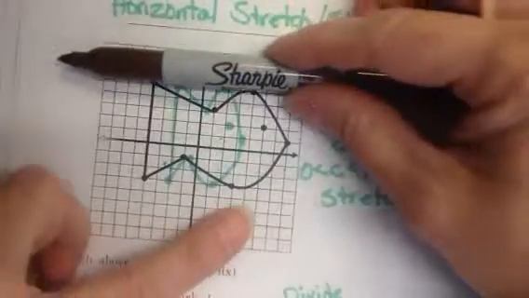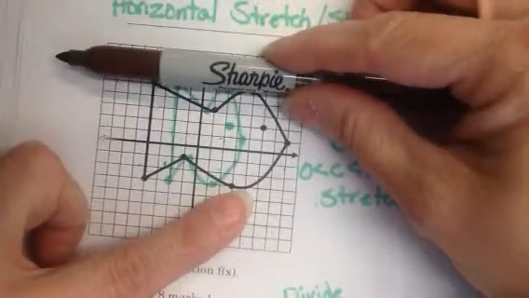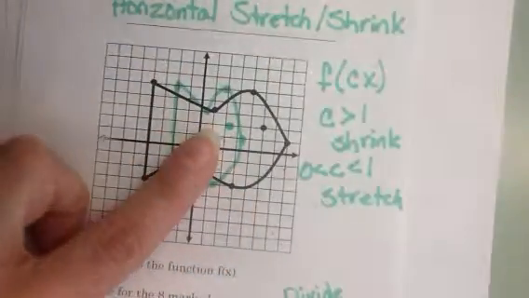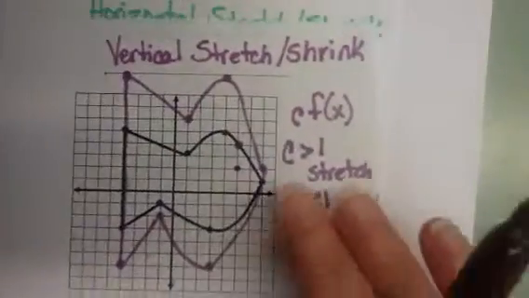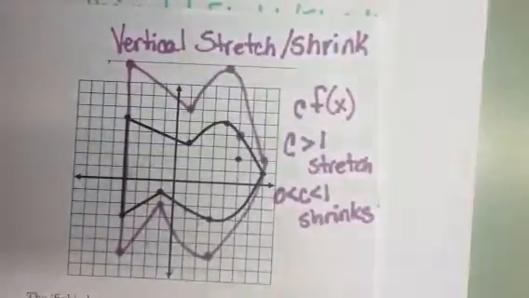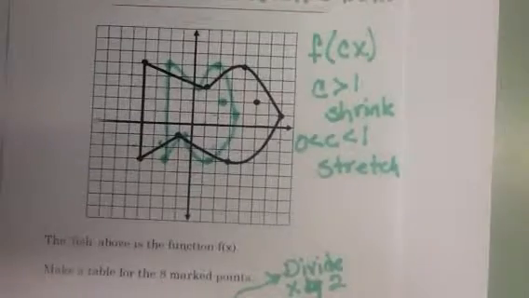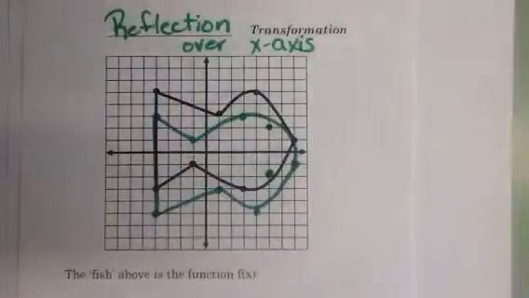So on this one, the range is not changing, but the domain is. And on this one, the domain stayed the same, but the range changed. Okay, so these are all new sort of things. You may just have to study them and practice them.